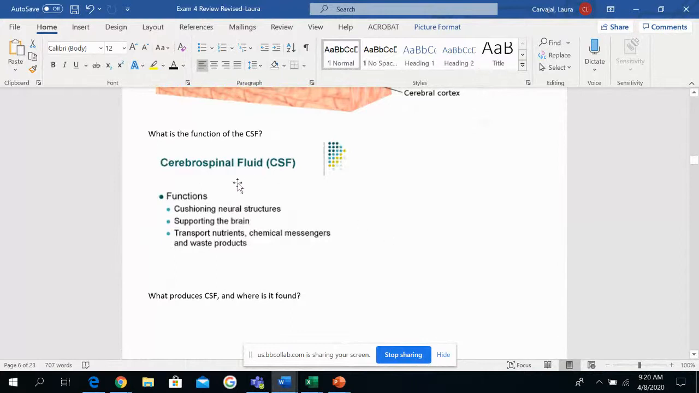Okay, so CSF, what's the function of CSF? Cerebrospinal fluid. It cushions the neural structures, so your brain is basically floating in a very contained vat of CSF. It's not touching your skull, to make sure that in case you hit yourself or something, it cushions it. Like when you have a concussion, basically what happens is that your brain touches your skull. And that's why people, you know, get nauseous or whatever, because it was moved out of place.